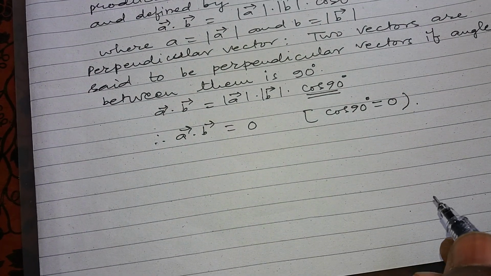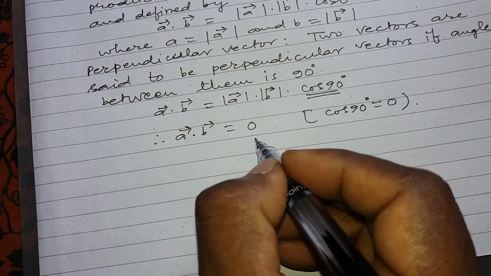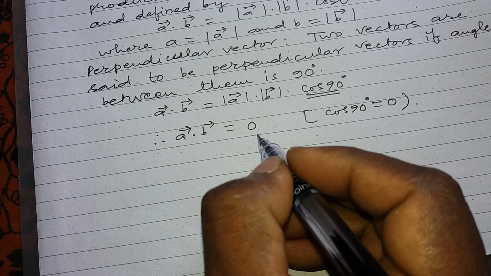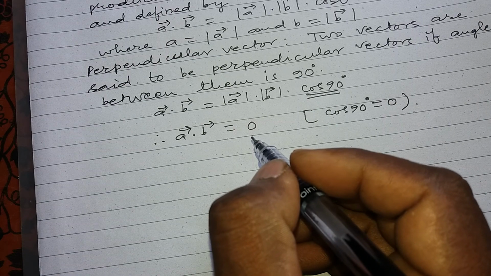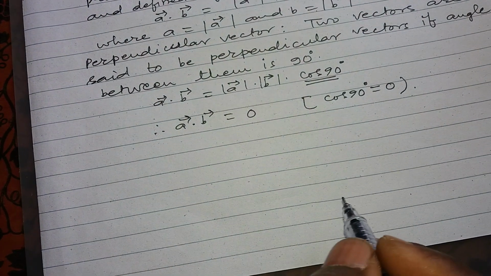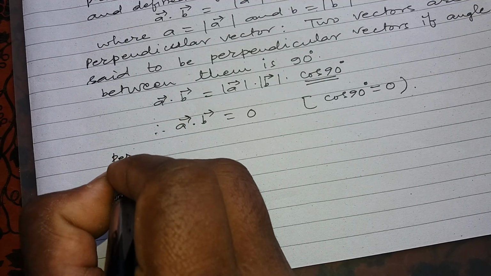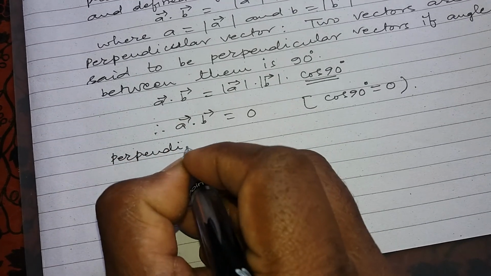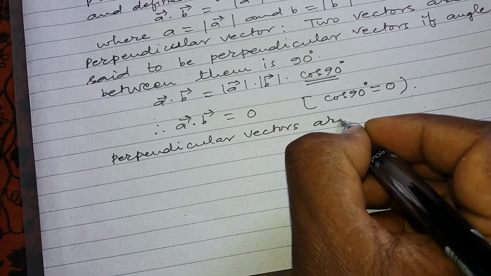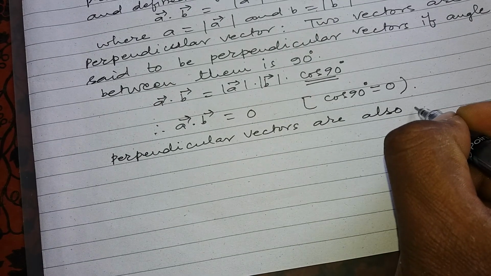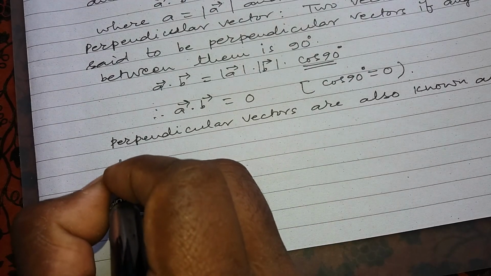So if two vectors are perpendicular, then their dot product is 0, or if the dot product of two vectors is 0, then we have to say the vectors are perpendicular. Perpendicular vectors are also known as orthogonal vectors.